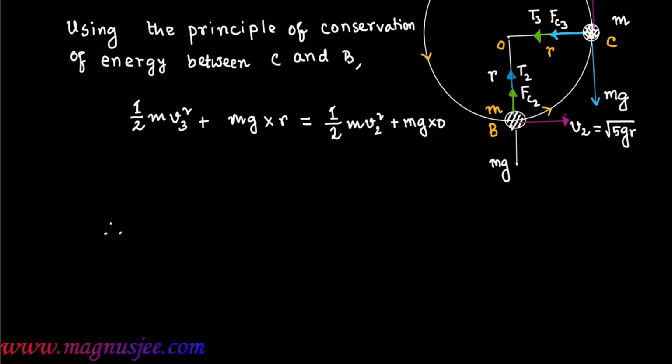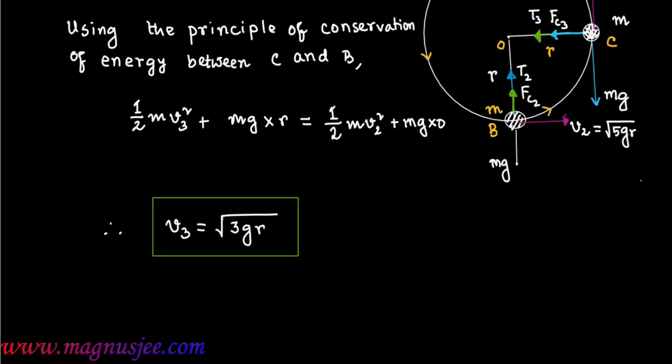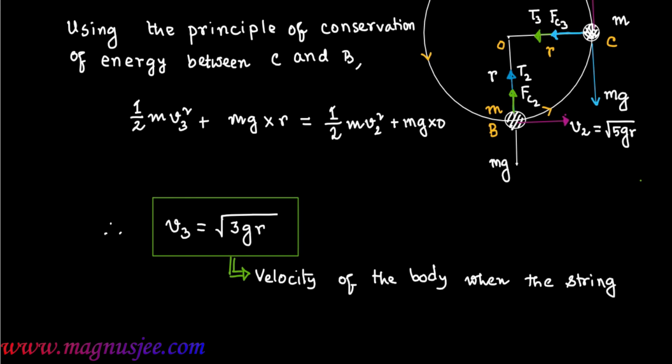Now V2 equals root over 5gr in the diagram. So we can prove that V3 equals root over 3gr. V3 equals root over 3gr, which is the velocity of the body when the string becomes parallel to the horizontal direction.